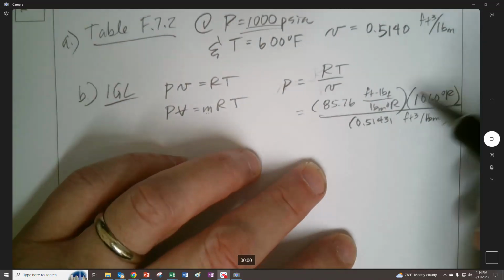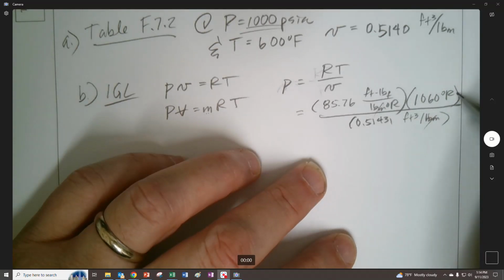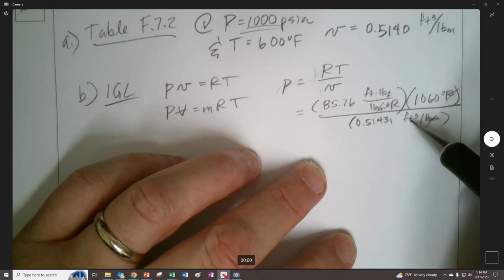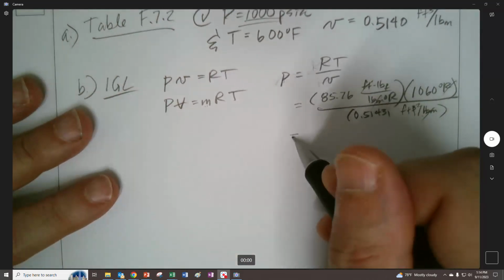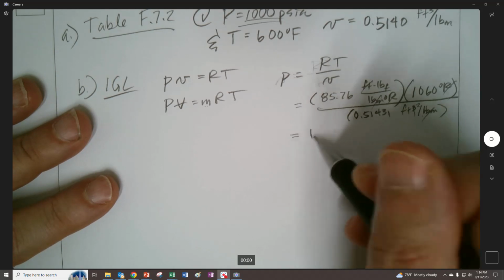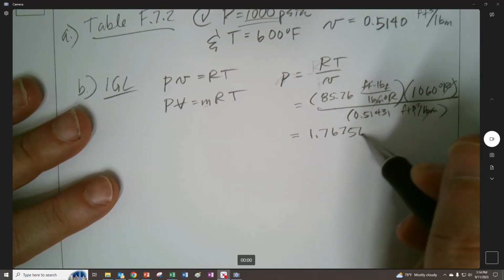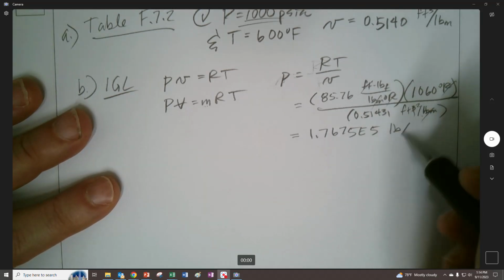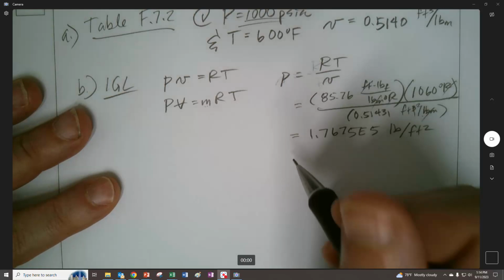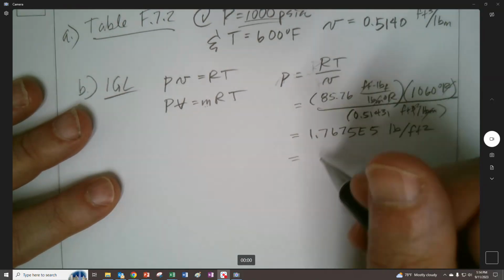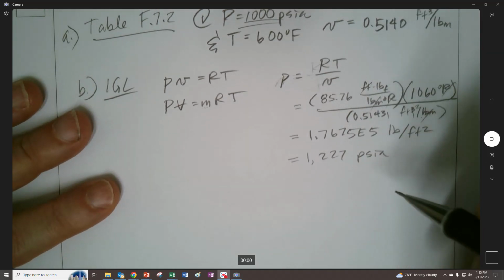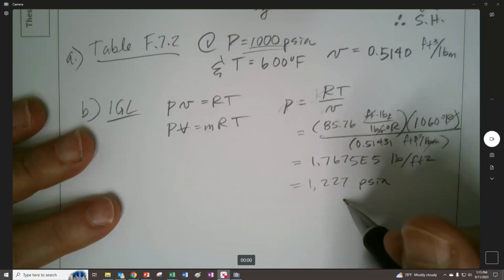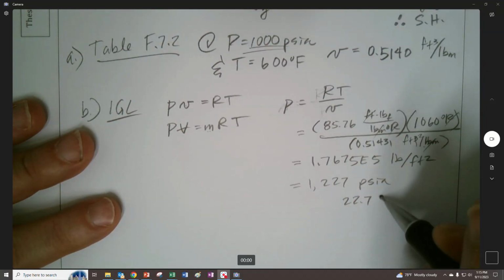Right, and you can go ahead and start canceling things out. Here's your pound mass, and here's your Rankine. That's gone. One of these three feet is gone, so it's like two. All right, so you've got pound force per square foot. Sounds good. We're going to get 1.7675 E5 pounds per square foot. So we would divide by 144 and get 1,227 psia. Compare that to the 1,000 that we just got, and there's a 22.7% error.